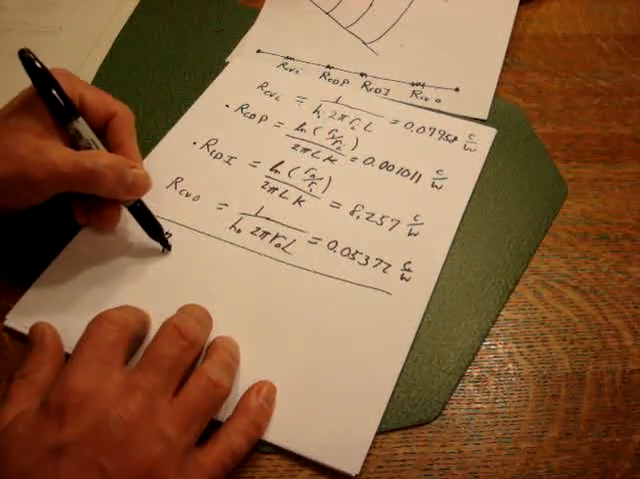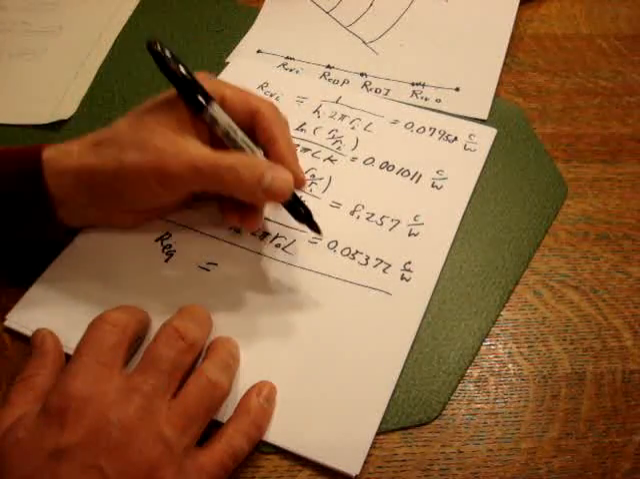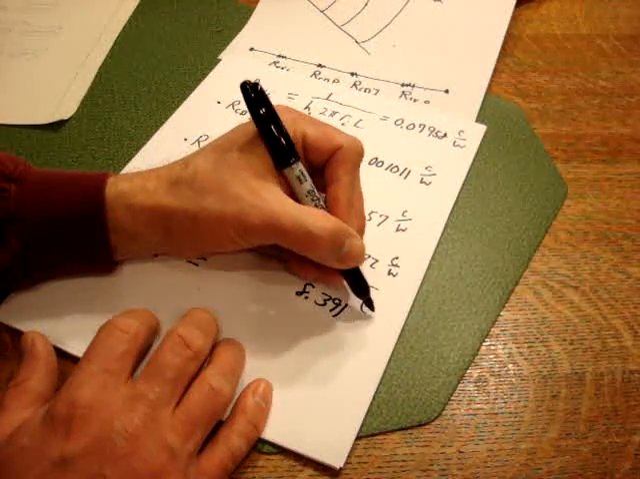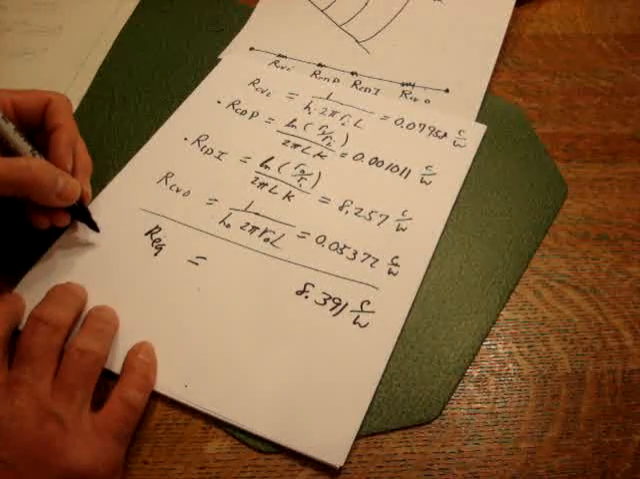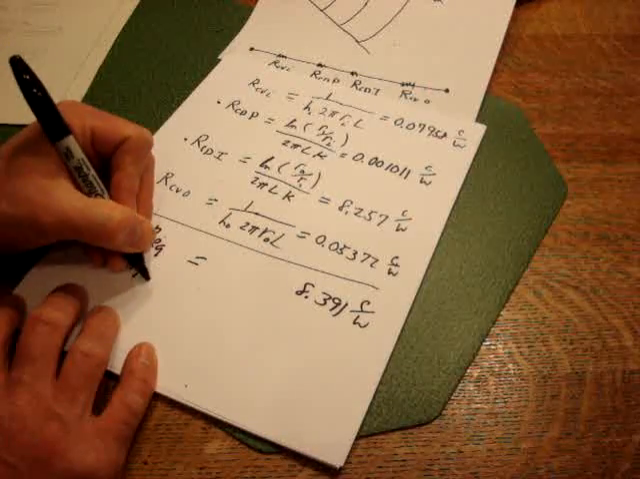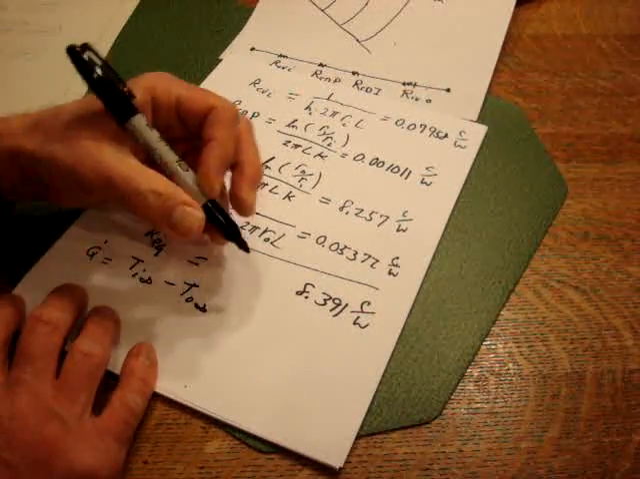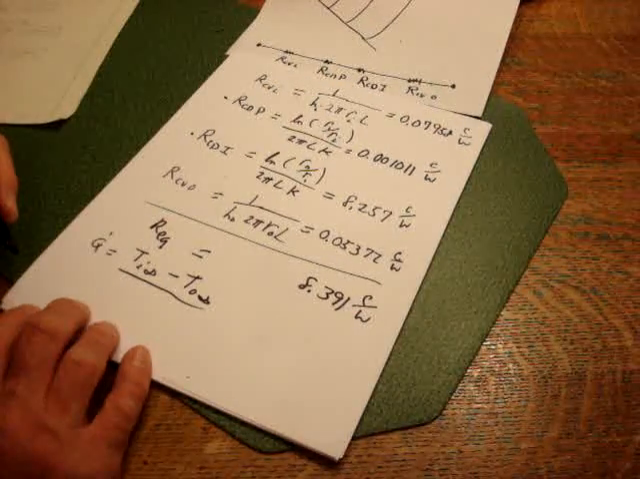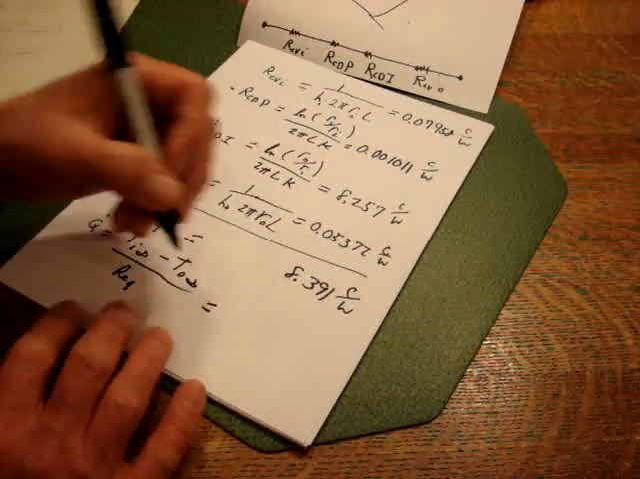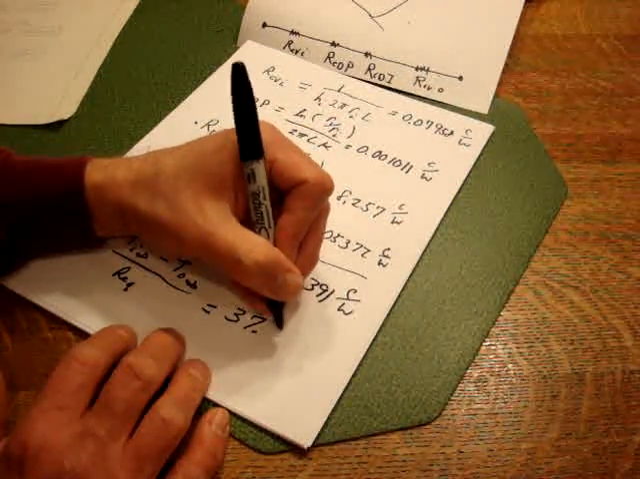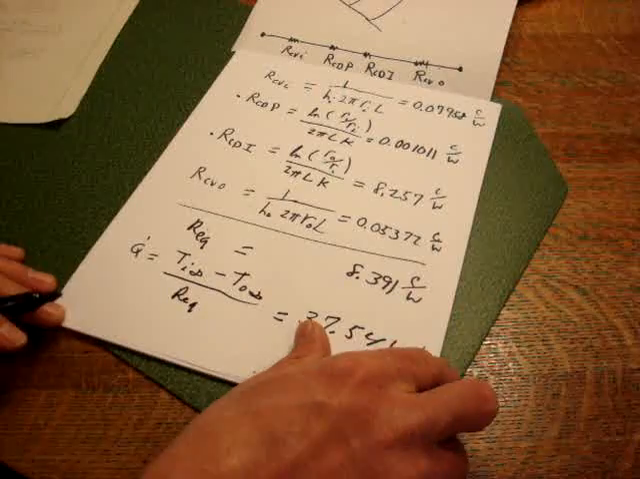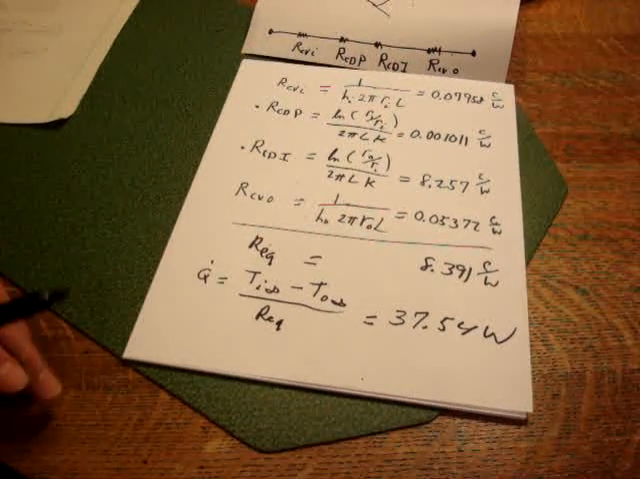So you can get your R equivalent by adding all these up, and that will come to 8.391 Celsius per watts. And then here again we can calculate Q dot, which will be equal to T on the inside infinity minus T on the outside infinity divided by the resistance, R equivalent. And our total Q dot is 37.54 watts. Now that's per meter of pipe. Okay? So there you go.